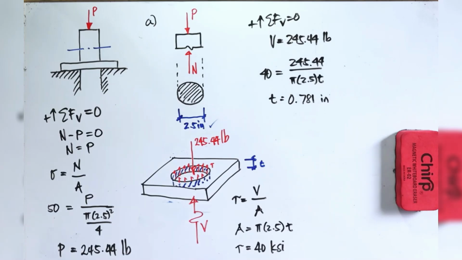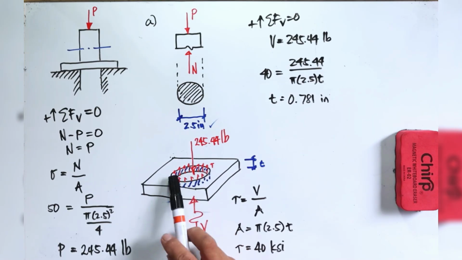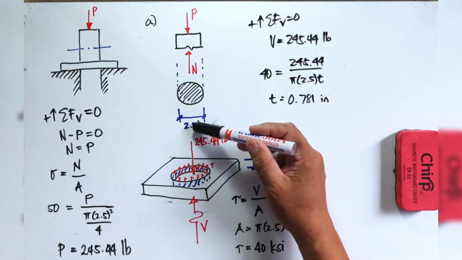That will be the maximum thickness if we are going to punch a hole about 2.5 inch in diameter. Letter B, if the plate thickness is given now, it's 0.25 inch. Determine the diameter of the smallest hole that can be punched out of this plate. So this time, the diameter is unknown. So this one is unknown.